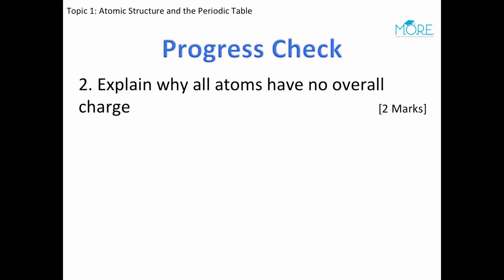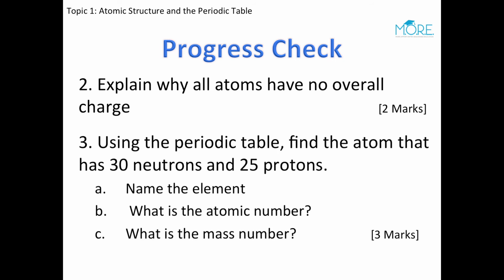Question 2. Explain why all atoms have no overall charge. That's worth 2 marks. And then question 3 is, using the periodic table, find the atom that has 30 neutrons and 25 protons. Name the element, what is the atomic number and what is the mass number. Pause the video, answer the questions, then when you're ready, press play.